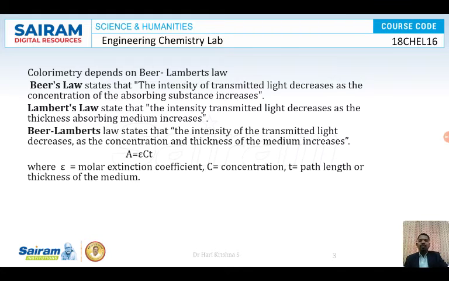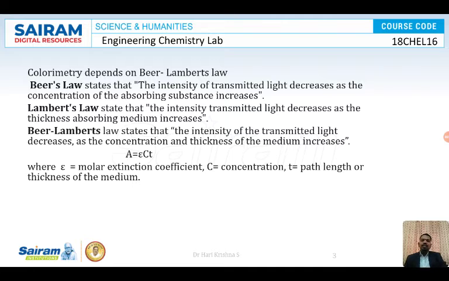This is Beer-Lambert's law. A is directly proportional to C and T. C is the concentration of the species, T is the path length. In order to remove the proportionality constant, there is epsilon. Path length is the distance the light travels. This is the light incident and this is the sample cap. The distance between the light source and the sample is called the path length. If you keep the path length constant, then absorbance is directly proportional to the concentration of the species.